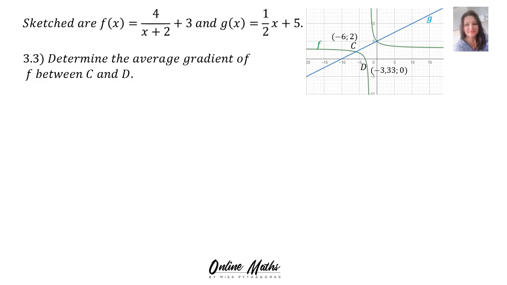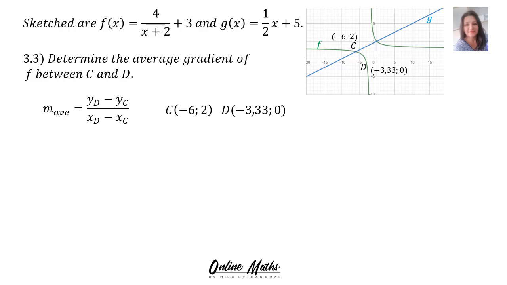So now this question says determine the average gradient of f between point C and D. Can you see the two previous questions led you to find the coordinates of the 2 points C and D, and you had to use all your previous knowledge. Now, let's see. Average gradient, there's the formula. Y of D minus Y of C over X of D minus X of C. And there's your 2 points, your 2 coordinates.